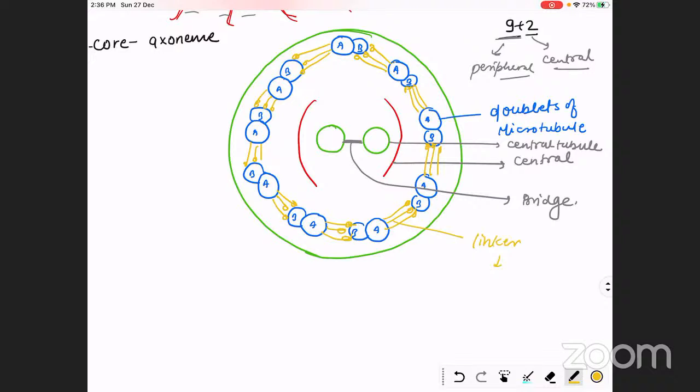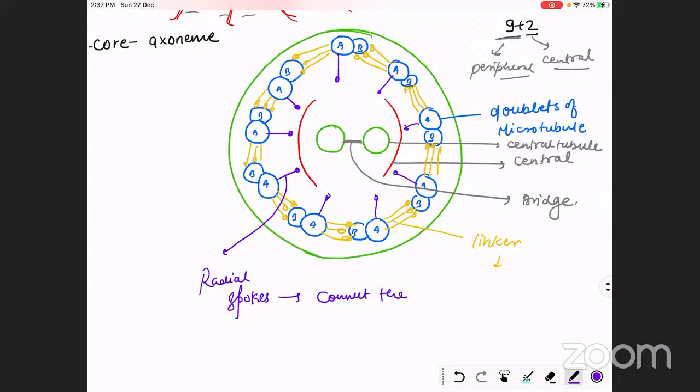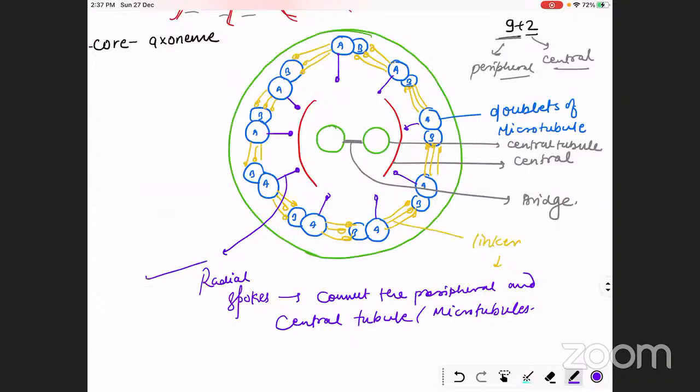And we also have radial spokes. Radial spokes look like this. Radial spokes connect the peripheral and central tubules, or we can say microtubules.